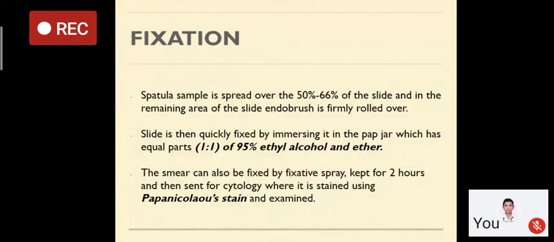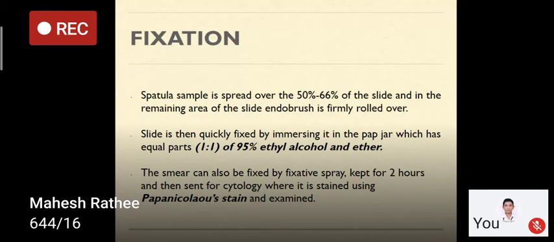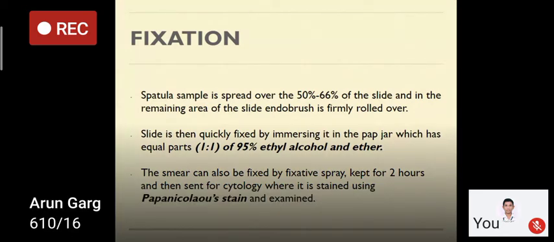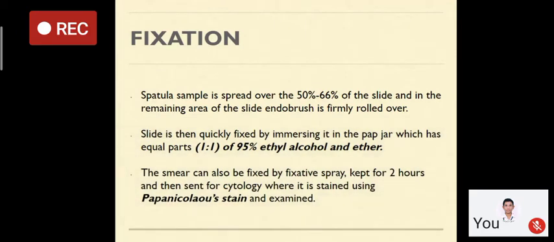And then how to fix it? The spatula sample is spread over 50 to 60% of the slide, and over the remaining area the endocervical brush is firmly rolled. So two smears are made on the same slide, and without drying, it is dipped in a solution of equal parts of 95% ethyl alcohol and ether, which is used as a fixative. The smear can also be fixed by fixative spray. Hair spray can be used, kept for 2 hours, and then sent for cytology, where it is stained using Papanicolaou stain and examined.